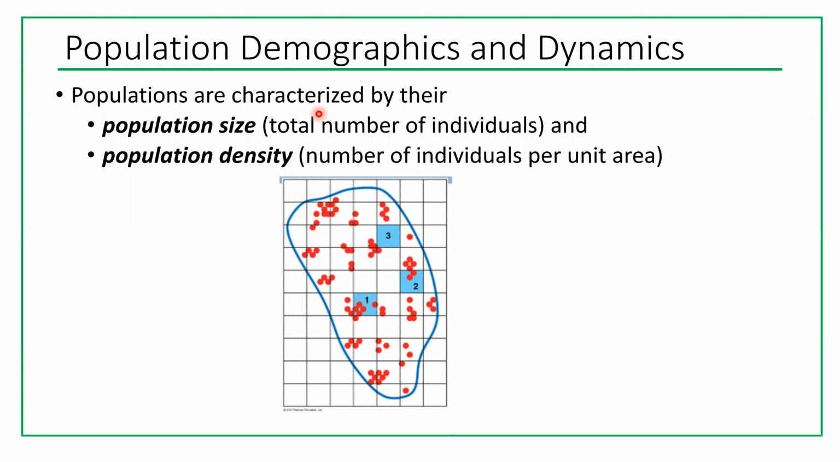So how can we study populations? Well, what can characterize a population? Populations are characterized by their size and density, right? So we can study population size, which means the total number of individuals, and population density, which is the number of individuals per unit area. If you look at this example over here, it might be our population, and we can estimate the size, how many individuals are there. And we can also divide this number of individuals by the area, and we get density.